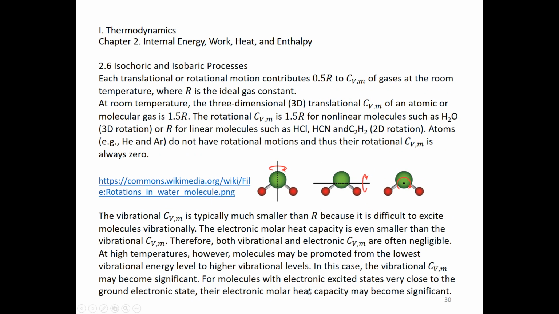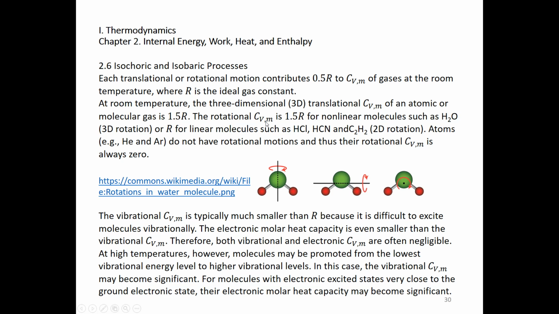Each translational or rotational motion contributes 0.5 R, or 1/2 of the ideal gas constant, to the CVM of gas at room temperature. At room temperature, the three-dimensional translational molar heat capacity, isochoric heat capacity of an atom or molecule is 1.5 R. Why? Three dimensions. The molecule can translate in the x, y, and z directions, and in each direction it's 0.5 R. Three directions, 1.5 R. What about the rotational isochoric molar heat capacity?